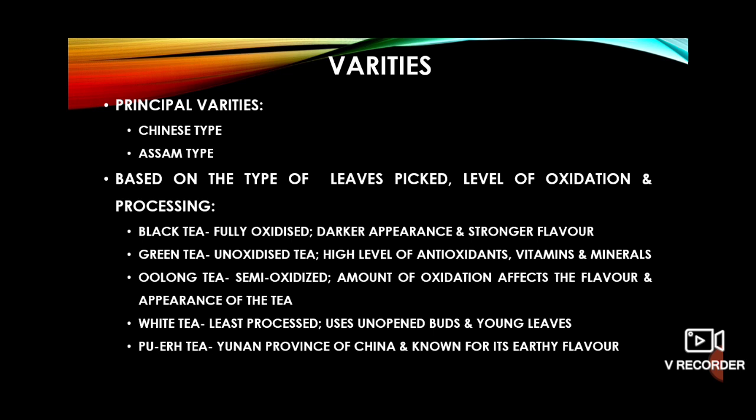Based on the type of leaves chosen, the level of oxidation and processing, tea is of 5 major varieties. The black tea is the fully oxidized tea and has a darker appearance, stronger flavor and higher caffeine content than any other varieties. The green tea is an unoxidized tea. The leaves are heated soon after plucking to destroy the enzymes that cause oxidation. This type of processing hence preserves a high level of antioxidants, vitamins and minerals that benefit our health.